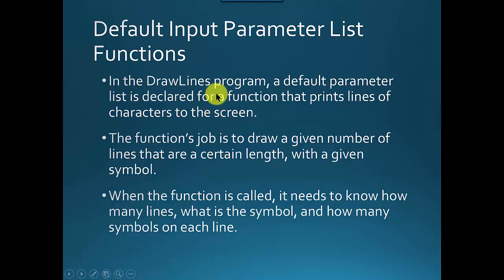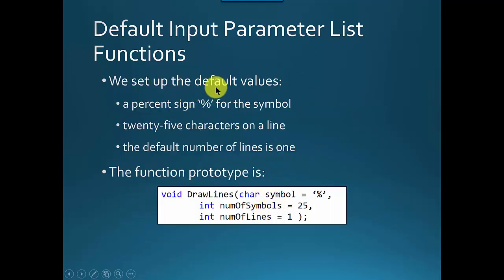So let's say we have a draw lines program, and a default parameter list is declared for the function that prints lines of characters to the screen. The function's job is to draw a given number of lines at a certain length with a given symbol. When it's called, it needs to know how many lines, what the symbol is, and how many symbols on each line. So we're going to say that there's a default, and we want to default the percent sign for the symbol. So if that's not provided, the function will just use percent. And then also we want to set a default for the number of characters on the line. So we'll set that to 25. And then the number of lines default is 1.